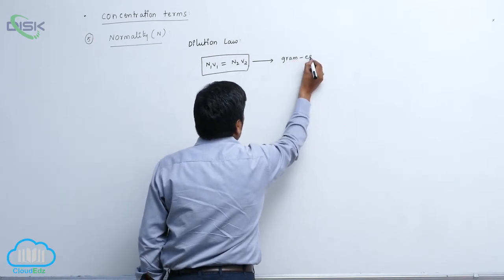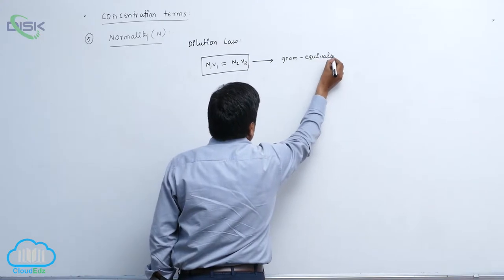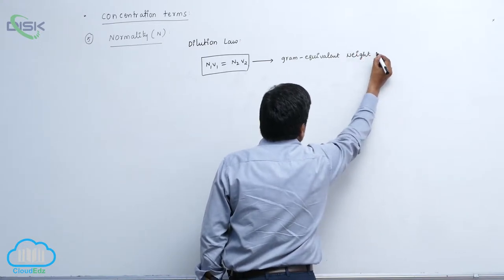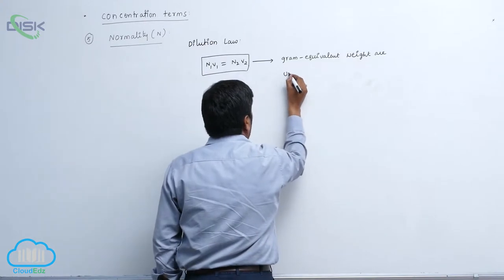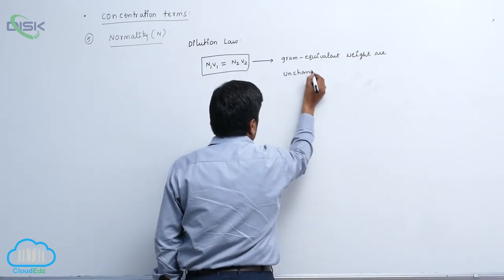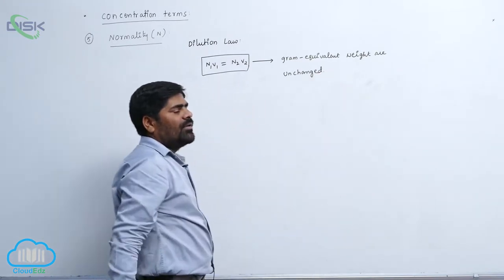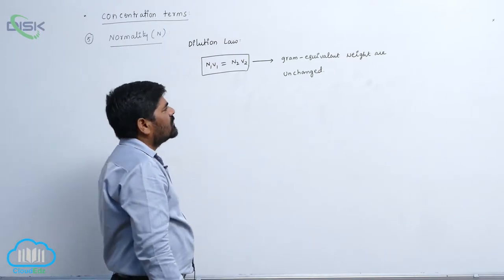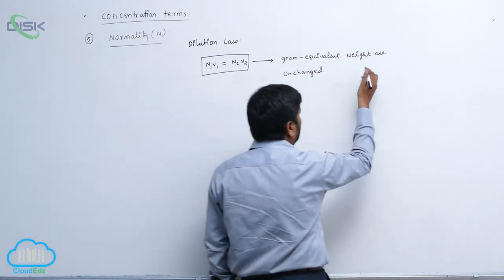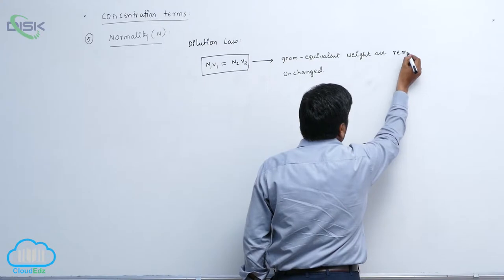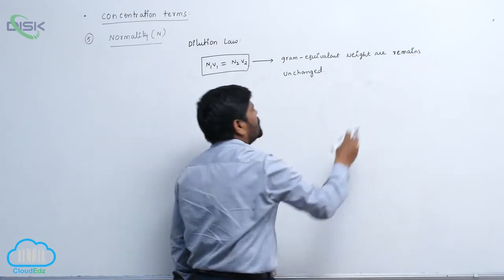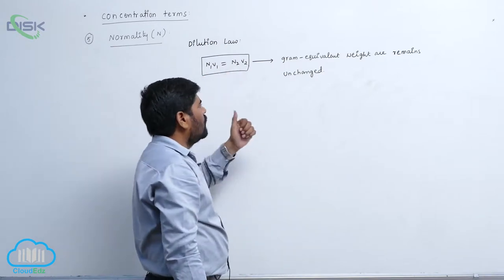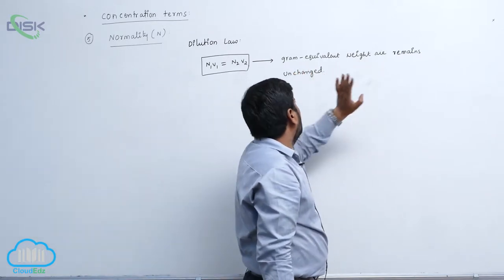gram equivalent weights are unchanged, or remain unchanged. Means, in dilution law, N1V1 equals N2V2, the gram equivalent weight remains unchanged.